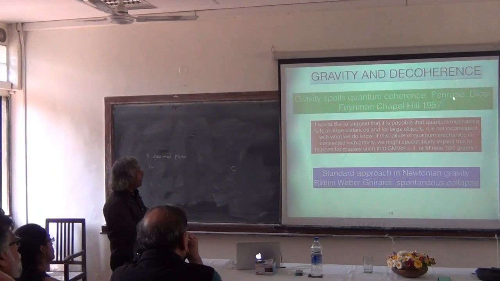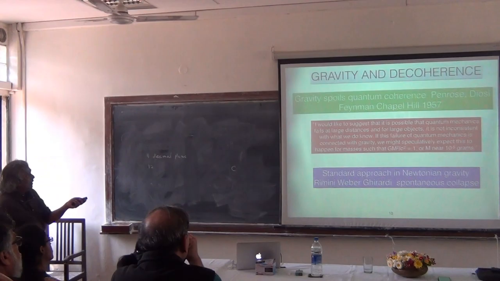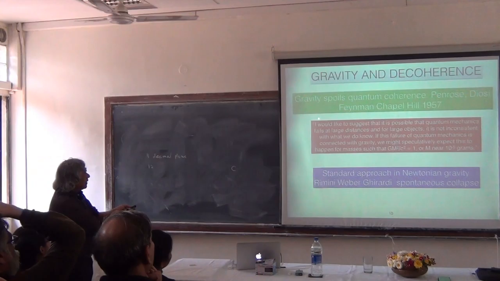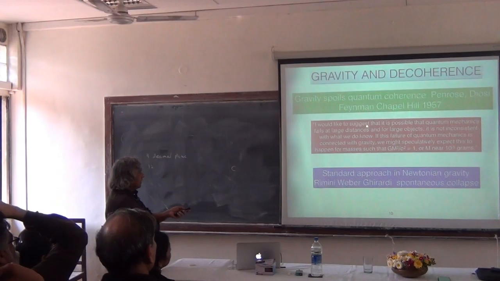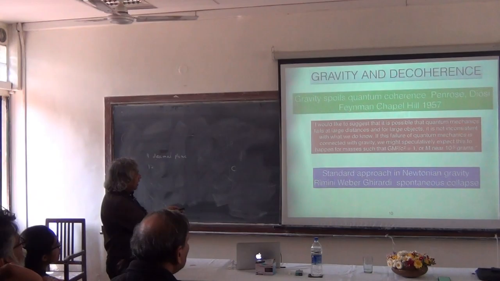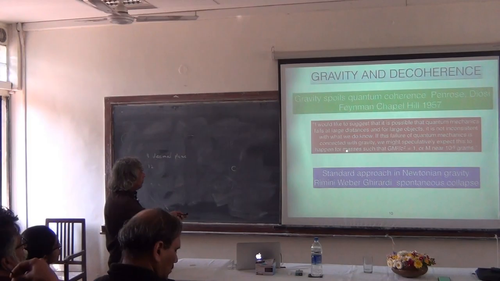Now, there's an old idea due to Penrose, Diósi, and actually it's even older. It goes back to Feynman at the Chapel Hill Conference in North Carolina in 1957. So here's a quote from the proceedings of that conference. Feynman says, I would like to suggest that it's possible that quantum mechanics fails at large distances and for large objects.